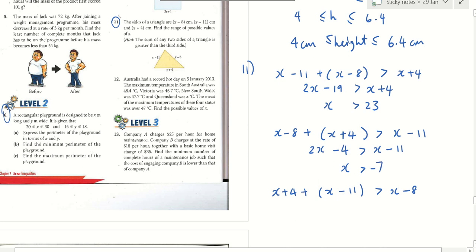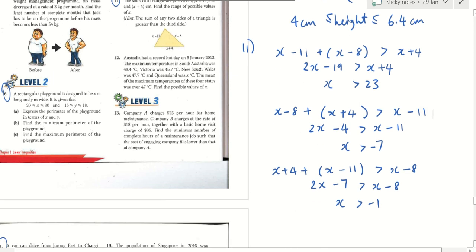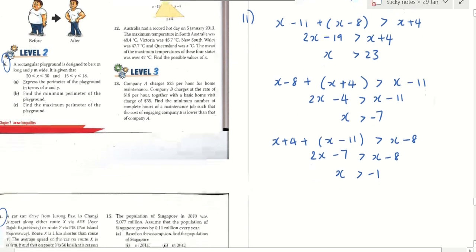And then the final one, 2x minus 7 greater than x minus 8. So solving this gives us x greater than negative 8 plus 7, negative 1. So with these 3 inequalities, all of them have to be solved, satisfied at the same time.